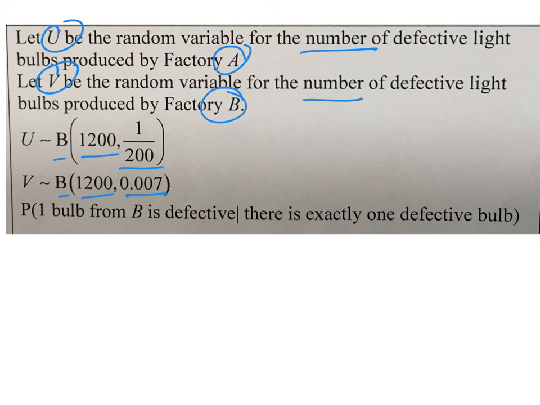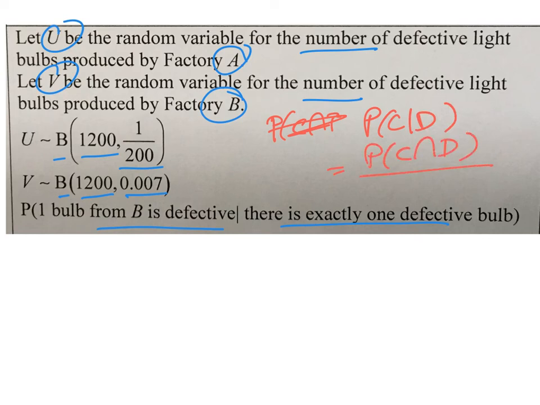So back to the question that we are looking at, which is a conditional probability. We want to find the probability that the light bulb that's defective is from B, given that there is exactly one defective light bulb. If you recall the conditional probability formula, the probability of C given D is the probability of C intersecting D over the probability of D itself. Let us apply this formula to this question.